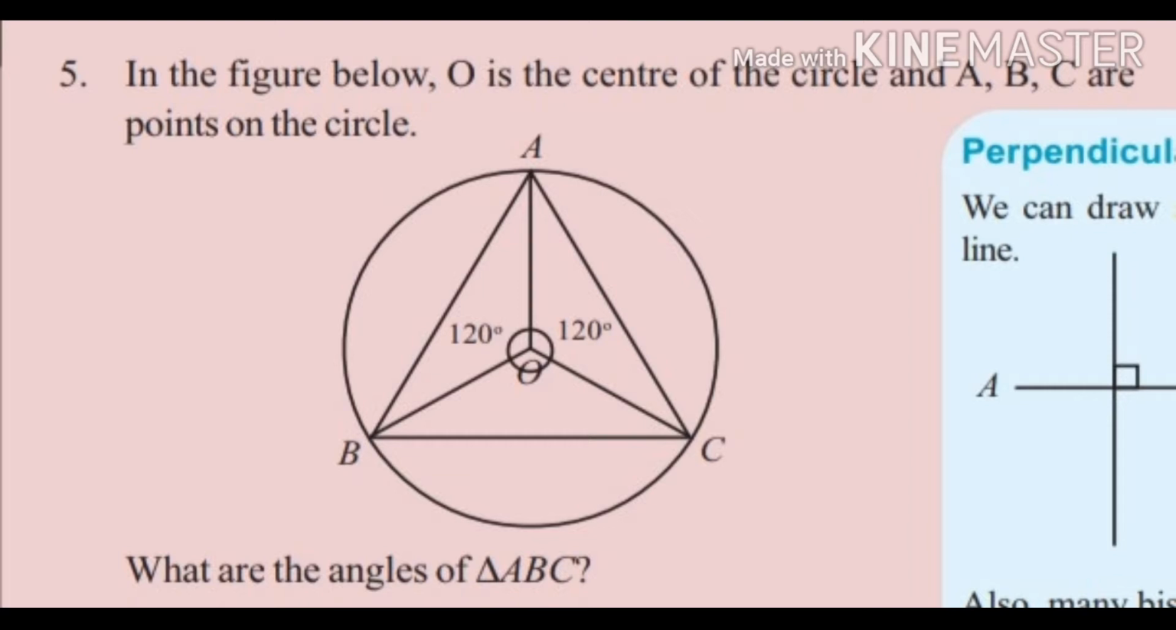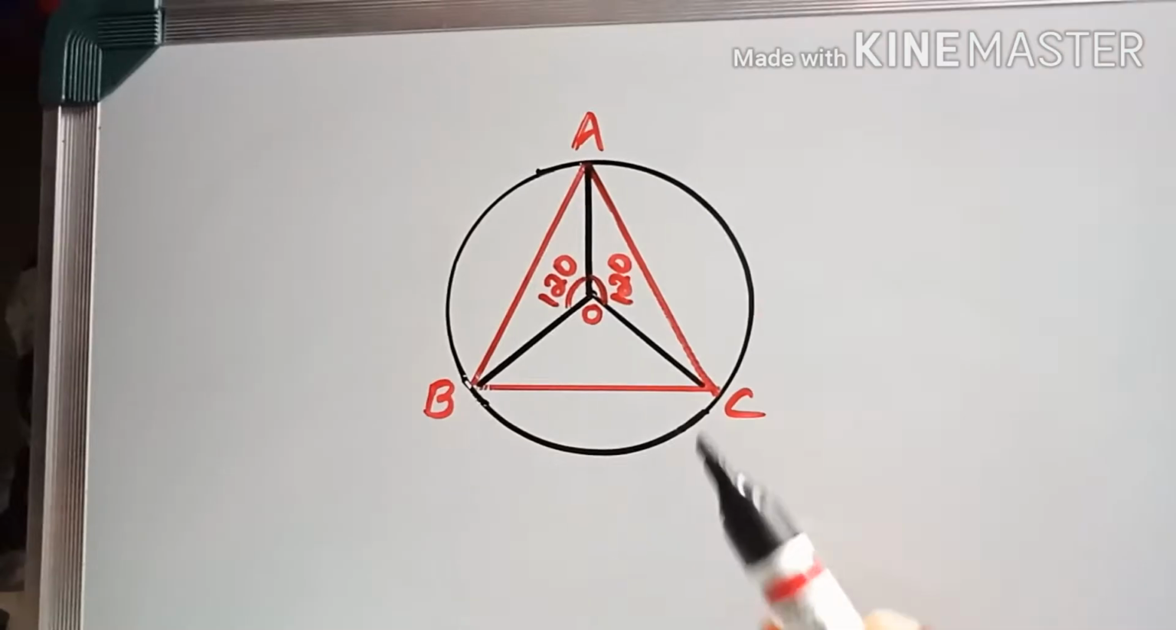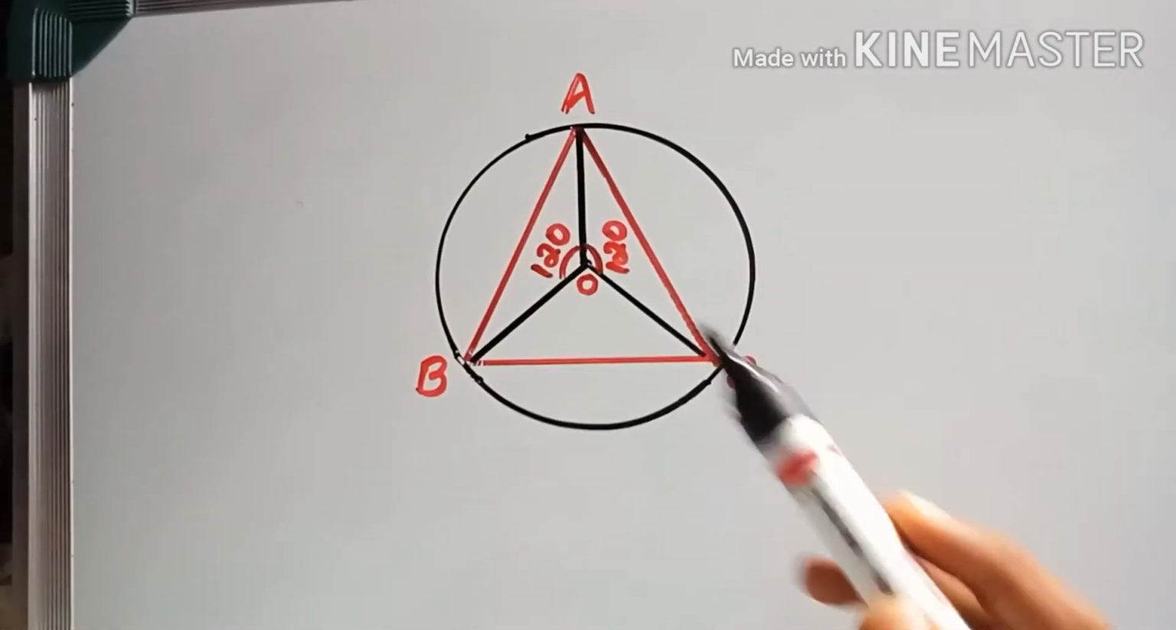The question is: in the figure below, O is the center of the circle and A, B, C are points on the circle. The figure is given. What are the angles of triangle ABC? We need to find all the angles of the complete triangle ABC. Okay, so let's draw the rough figure first. After that, let's solve.